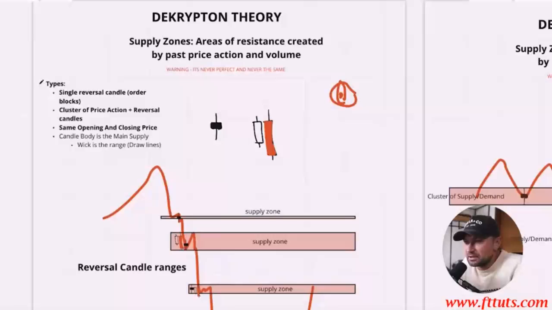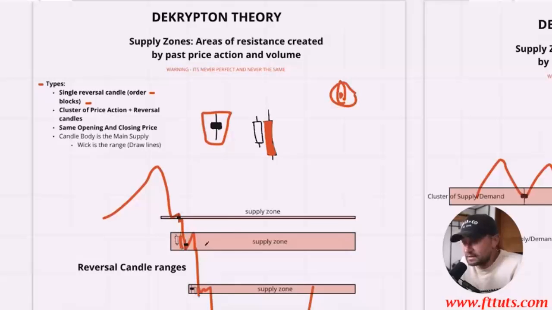First of all, let's just take a look at the types. One, there's the single reversal candle. And a lot of times, whatever these supply zones that we're going to be calling, some people call them order blocks. I just call them supply zones because they're reversal candles. The other one is the cluster of price action plus reversal candles. Okay, so the single order one is this, where it's just a single reversal candle, typically with a smaller body and an upper and lower extended wick.